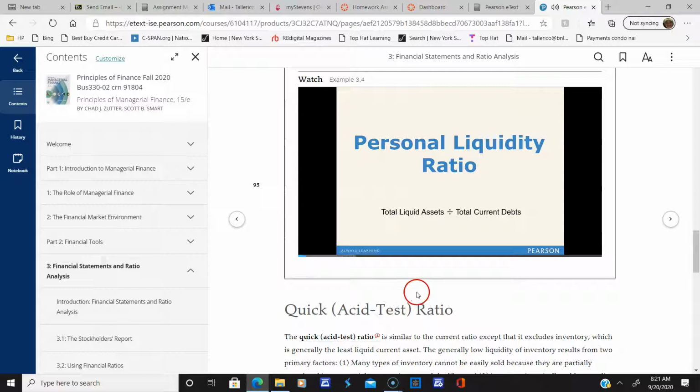Some of the financial ratios that financial managers use to analyze companies can also be used to help you manage your personal finances. The personal liquidity ratio discussed in this example is analogous to the current ratio that we use to analyze a firm's ability to cover its short-term obligations. The personal liquidity ratio equals a household's liquid assets, such as money in checking, money market, and savings accounts, divided by the debts facing the household over the coming year.